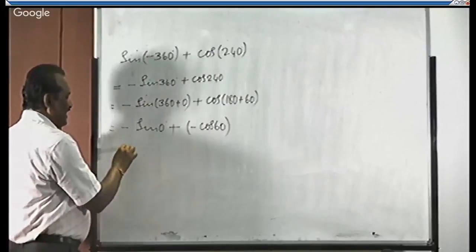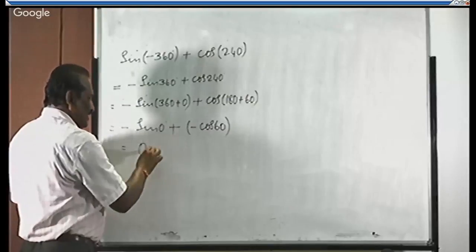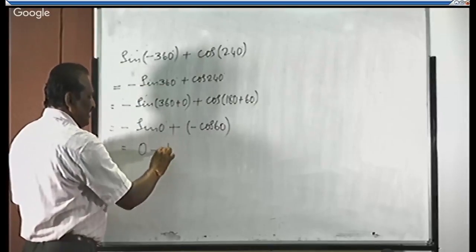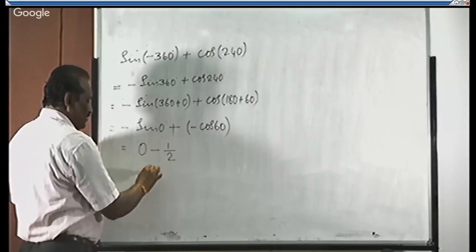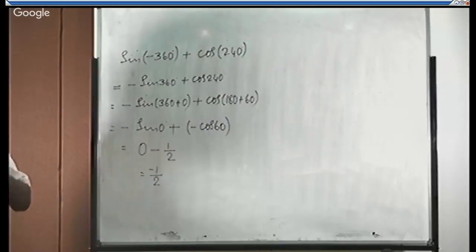We know that sine 0 is 0. Plus into minus, it is minus. Cos 60, we know that it is 1 by 2. Therefore, answer is minus 1 by 2.